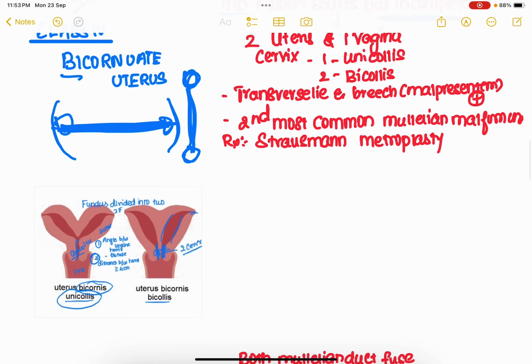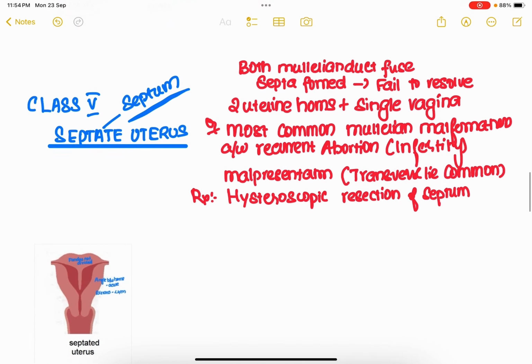Since the problem in class 4 bicornuate uterus is the failure of fusion, you have to do the process by yourself. So you have to start the fusion. You have to remove any abnormal tissue that is present and you have to fuse. If the fusion has not occurred at the level of the cervix, you have to start the fusion at the level of the cervix and convert this into a single uterine cavity. So that is termed Strassman metroplasty, where you remove any abnormal tissue present, fuse and suture it. So once you suture it, it will convert into a single uterine cavity. Is that clear? Okay.